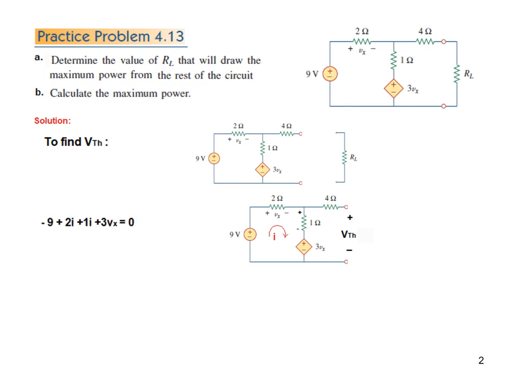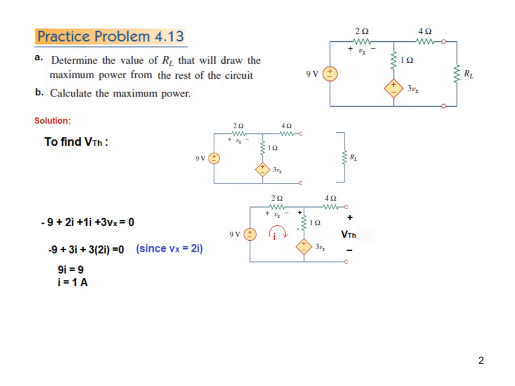Now if you write KVL equation, and I start from one corner, so I start from here, so minus 9 plus 2i plus 1i and plus 3Vx is equal to 0. Now how much is Vx? You can see from here it is 2 into this current I. So for Vx we will write 2 into I. Vx is 2 into I. So from this, and from here we can calculate I to be 1 ampere.